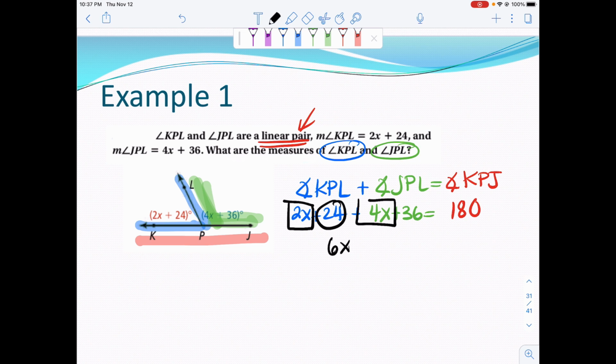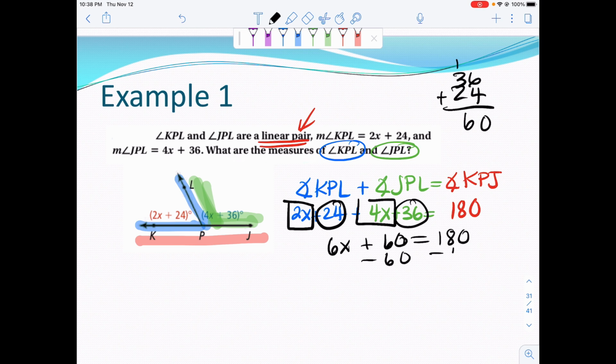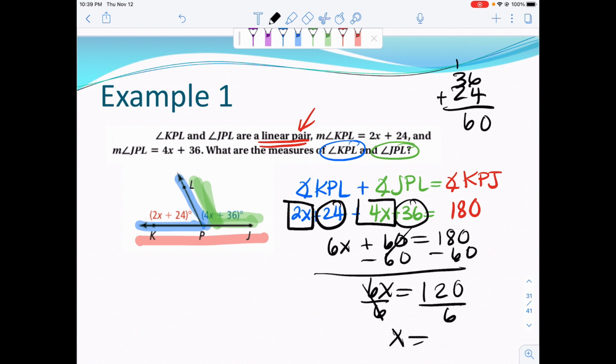And I'm going to combine 24 plus 36. I'm going to subtract 60 from both sides, and we're left with 6x is equal to 20. Divide by 6 on both sides of the equation, and x is equal to 20.